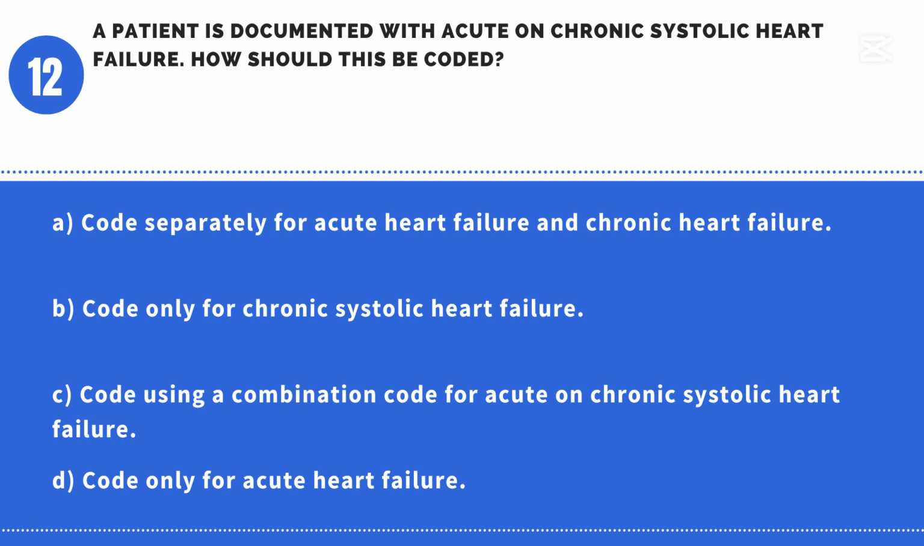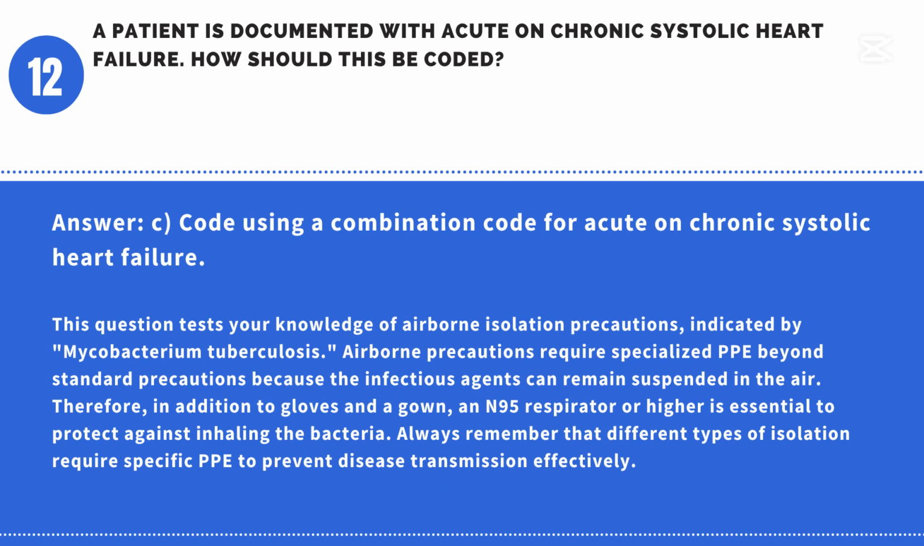Question 12. A patient is documented with acute on chronic systolic heart failure. How should this be coded? A. Code separately for acute heart failure and chronic heart failure. B. Code only for chronic systolic heart failure. C. Code using a combination code for acute on chronic systolic heart failure. D. Code only for acute heart failure. Answer: C. Code using a combination code for acute on chronic systolic heart failure.